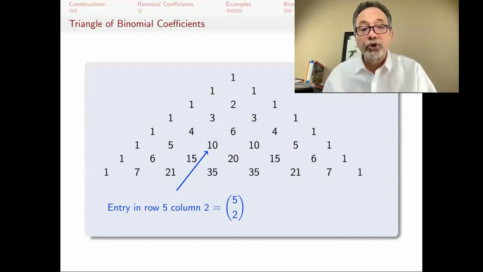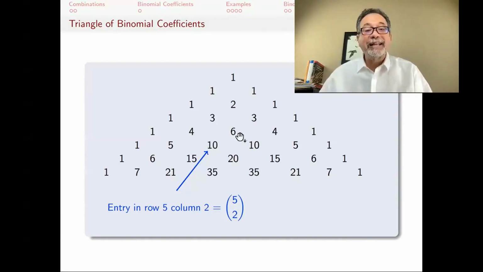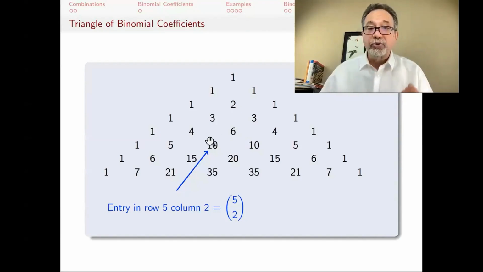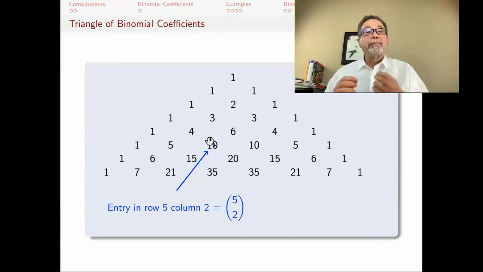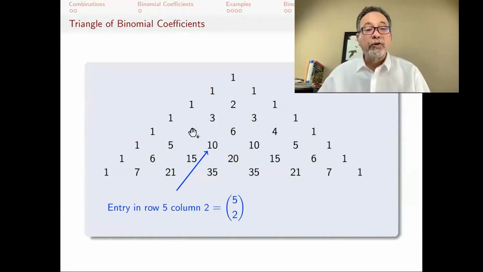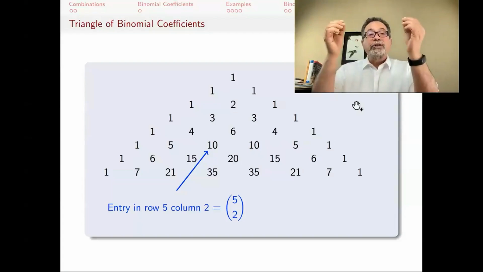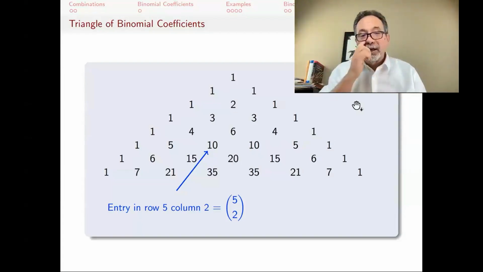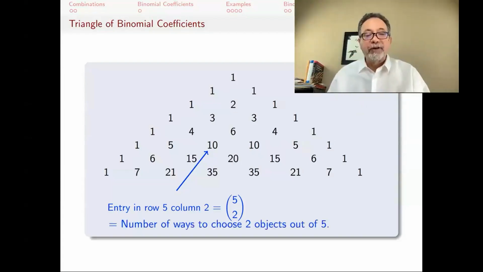That's 5 choose 2. And how did I get that 10? I added the 2 above that because n choose k is n minus 1 choose k plus n minus 1 choose k minus 1. So 4 plus 6 gives me 10. This 10 plus 10 gives me 20. 10 plus 5 gives me 15. Every 2 entries in the triangle, you add them and you get the one right below them. And again, this 5 choose 2 is the number of ways to choose 2 objects out of 5.